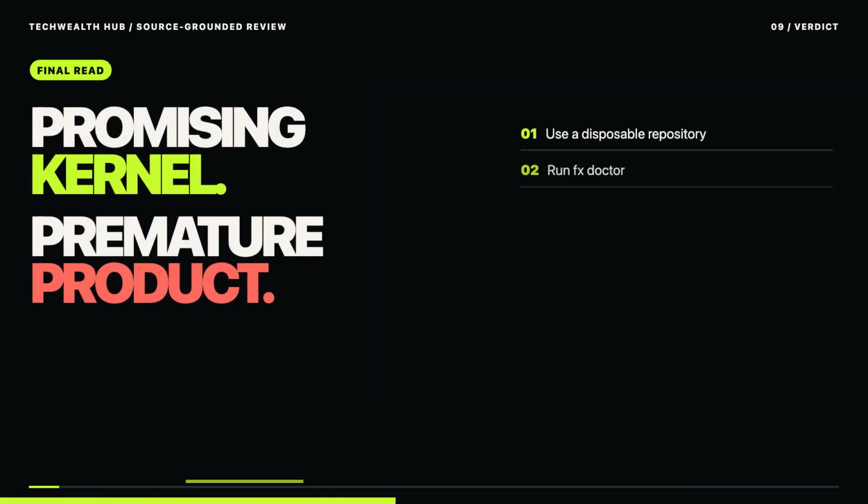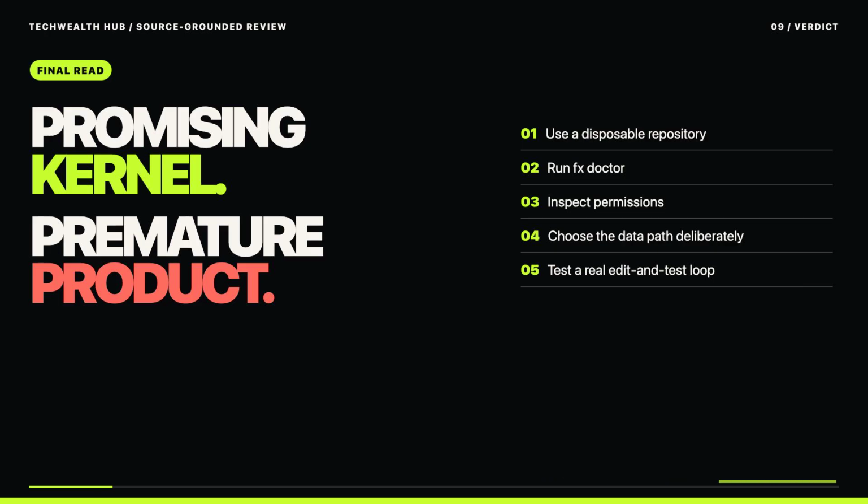The verdict is promising kernel, premature product. FX is worth testing in a disposable repository if you build agent infrastructure, need ACP integration, or want a compact Zig and WebAssembly runtime. It is not the obvious choice for teams that need proven long session reliability, native Windows support, or polished guardrails. Start with version 0.0.3, inspect permissions, choose the data path deliberately, and run a real edit and test workflow before trusting the speed headline. The next Vercel demo should show exactly that.